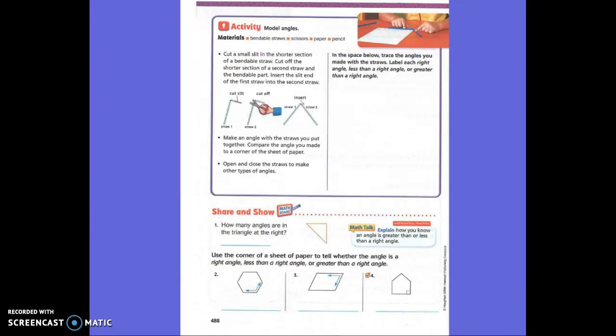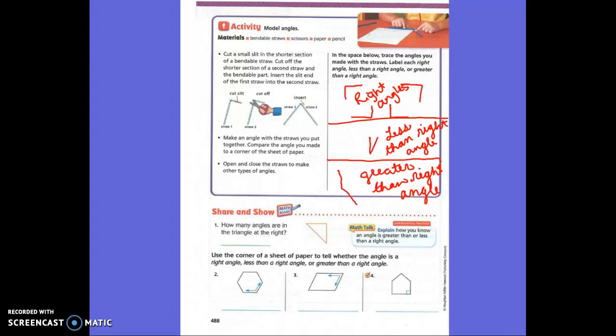Okay, next page. This says that we are going to do bendable straws. We're not going to do them. I'm very sorry. It says cut a small slit in the shorter section of the bendable straw, and then make angles with straws you put together. Compare the angles you make with the corners. Open and close the straws. Make other types of angles. In the space below, trace the angles you made with the straws. Okay, we're not going to do straws. We're going to do pencils. So get 2 pencils out, please.